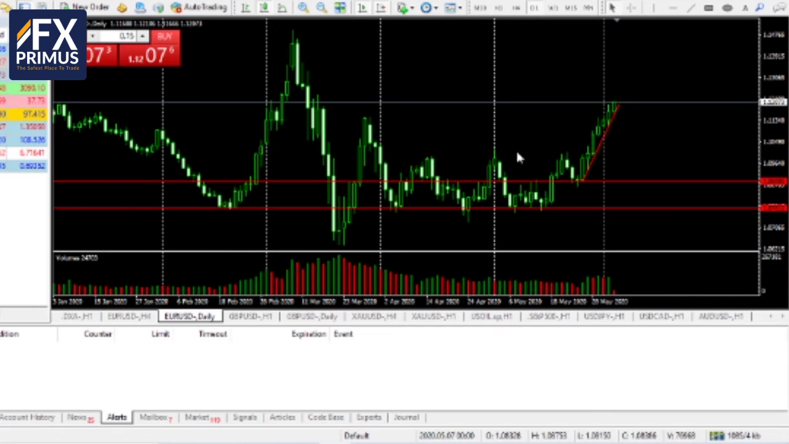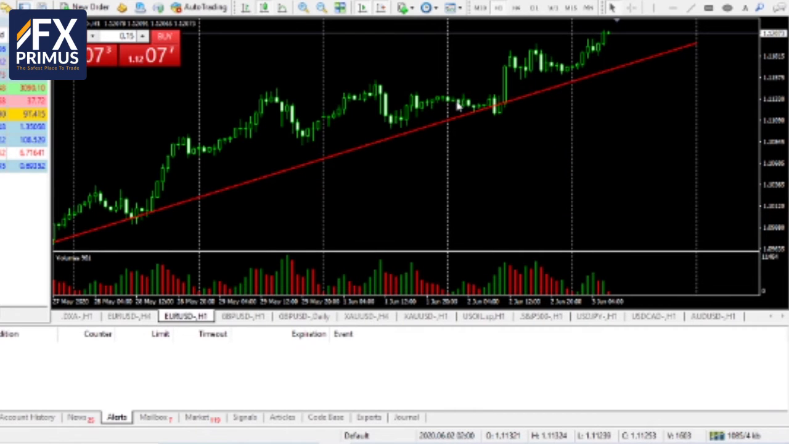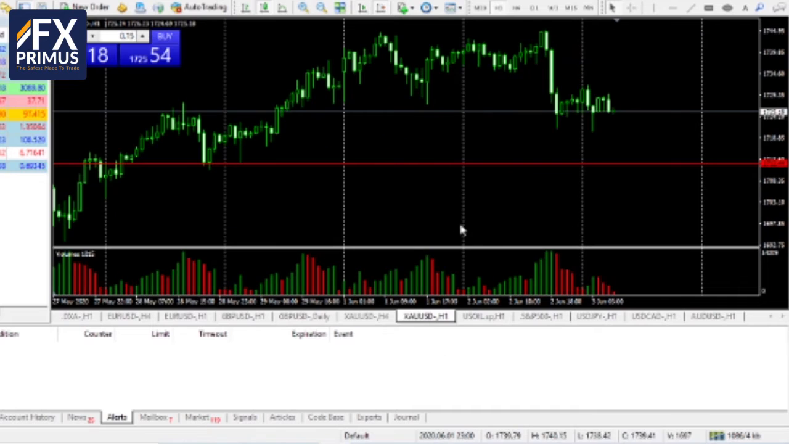Okay, so to determine whether it's going to go up further or not, it depends on certain events and news that may be happening towards the afternoon today or even towards the evening tonight. Okay, and moving on to gold prices.